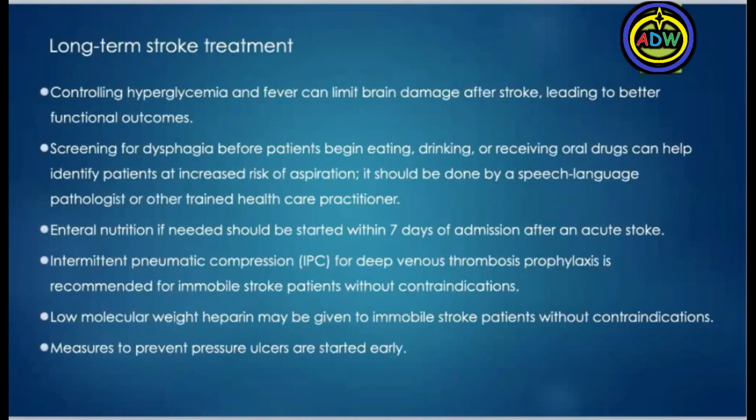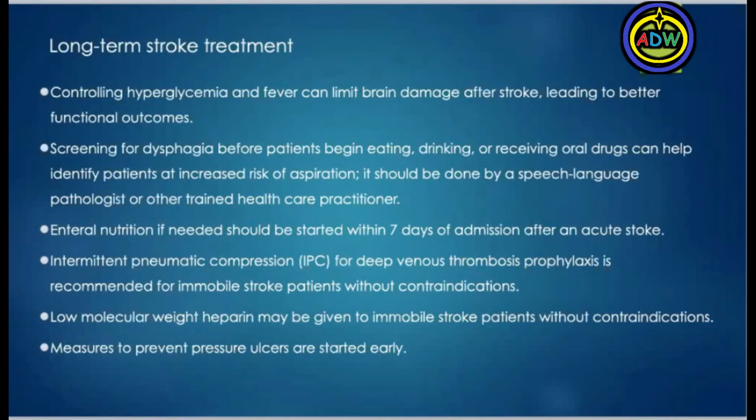We have to screen for dysphagia, which is difficulty swallowing, before patients begin eating, drinking, or receiving oral drugs. Of course, this should be done by a speech-language pathologist, or other trained health care practitioner. Enteral nutrition, if needed, should be started within 7 days of admission after acute stroke onset.